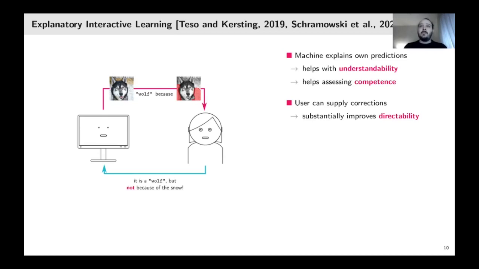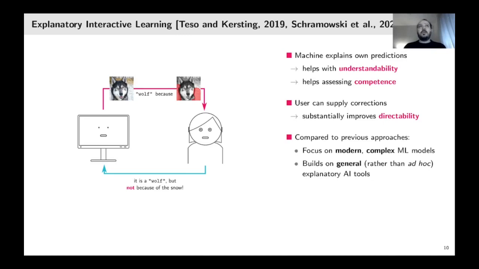At the same time, explanatory interactive learning enables the user to supply corrective feedback on the machine's explanations. In the example, the image is classified correctly as wolf, but for the wrong reasons, namely because of the snow patch in the background. In this case, the user can tell the machine not to use the snow. This supervision is then used to drive the machine away from Clever Hans patterns.